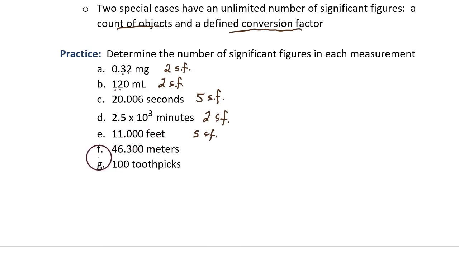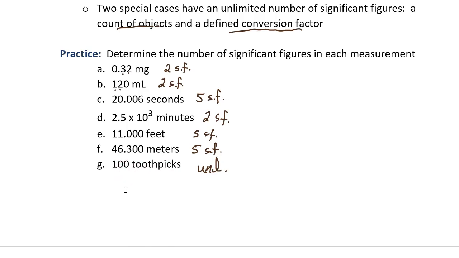How about question F? What do you think? This one also has 5 significant figures. And now question G. What do you think on that? This has an unlimited number of significant figures because it's counting objects, toothpicks. It's not a measurement that came from a measuring device.